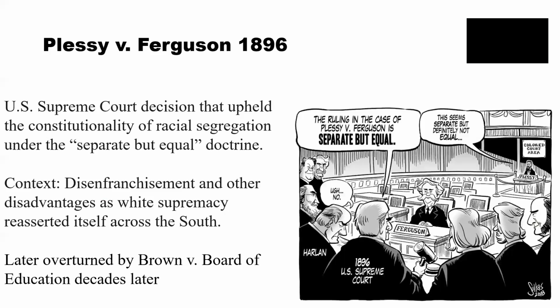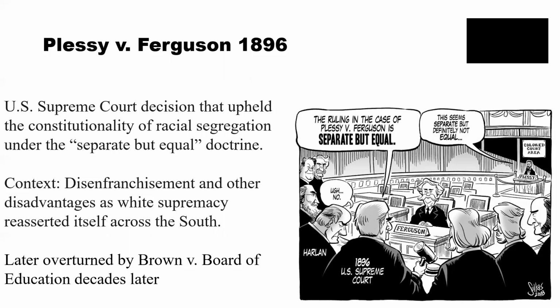So when talking about Jim Crow laws, of course you have to talk about the court case Plessy v. Ferguson, which took place in 1896. This court case was a decision that upheld the constitutionality of racial segregation under the separate but equal doctrine. It basically upheld Jim Crow laws. It basically said that Jim Crow laws are okay.